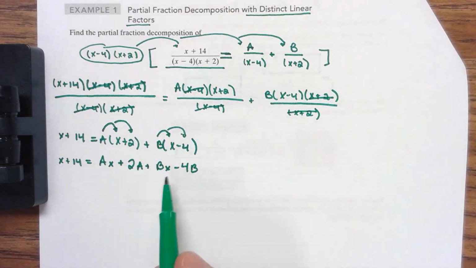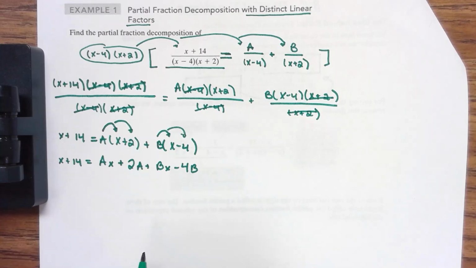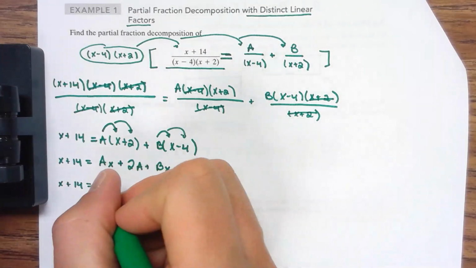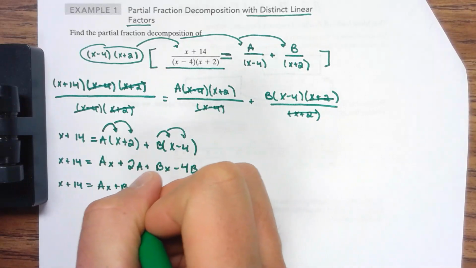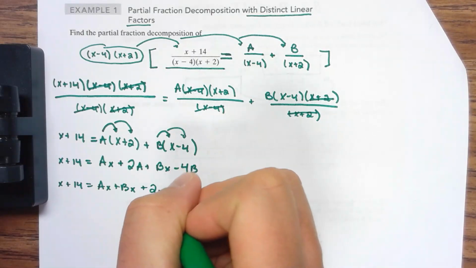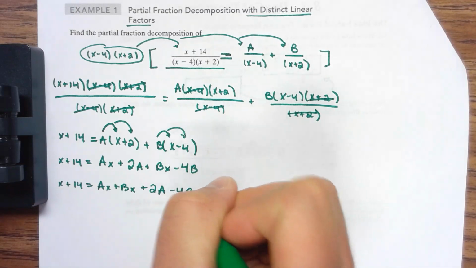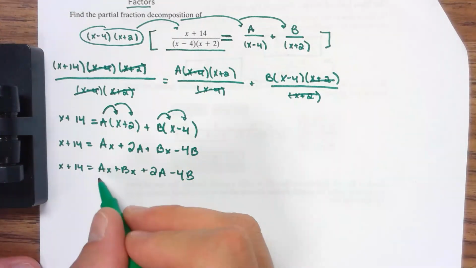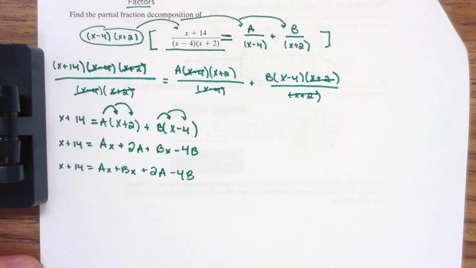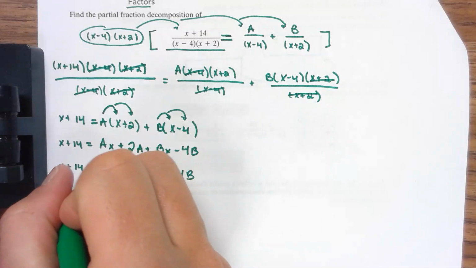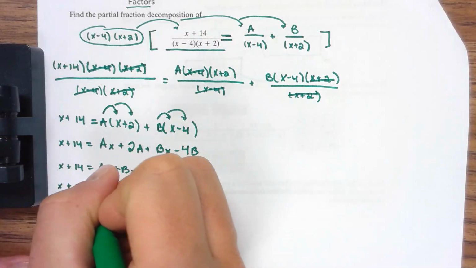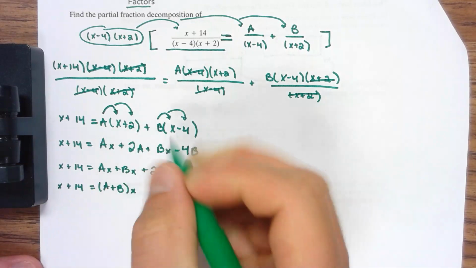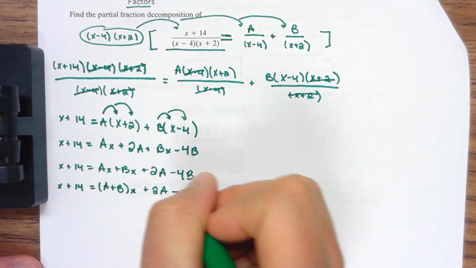Next thing I'm going to do is just rearrange the terms so I have the x's next to each other. So x plus 14 equals ax plus bx plus 2a minus 4b. One thing that I'm noticing here is within these first two terms, ax plus bx, they have a common factor of x. So I'm going to take out the x. So I get a plus b times x, and then plus 2a minus 4b.